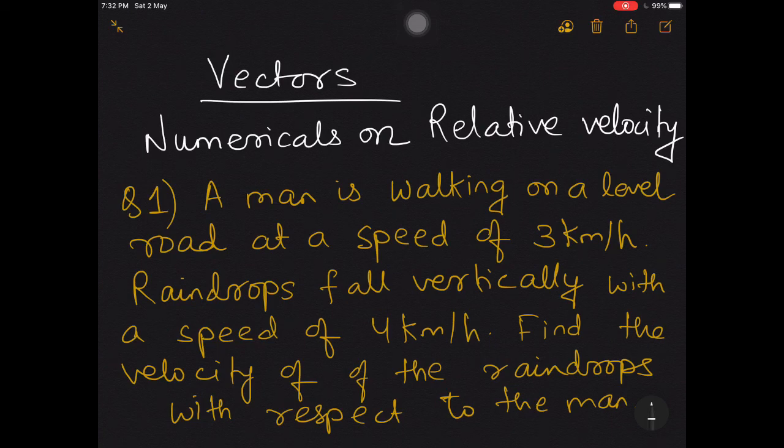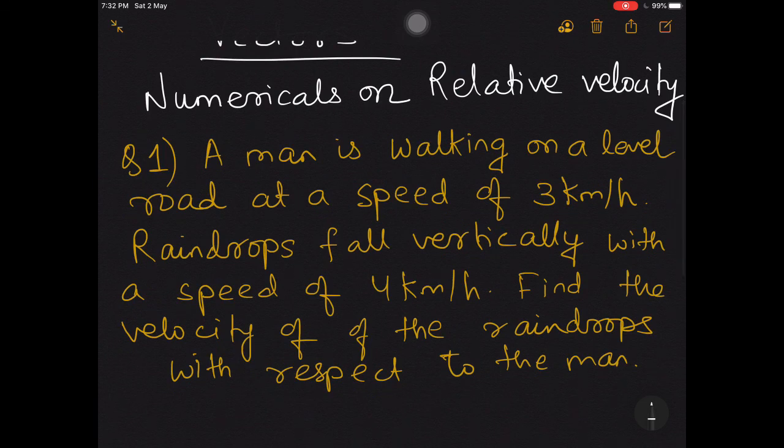Let's proceed. The first question reads as: a man is walking on a level road at a speed of 3 km per hour. Raindrops fall vertically with a speed of 4 km per hour. Find the velocity of the raindrops with respect to the man. Now, this kind of numericals are very common in the relative velocity topic. So, let's try to solve it.